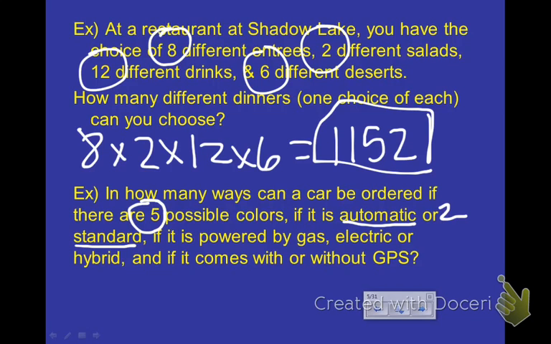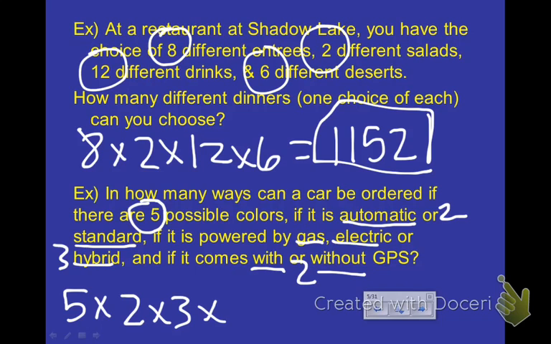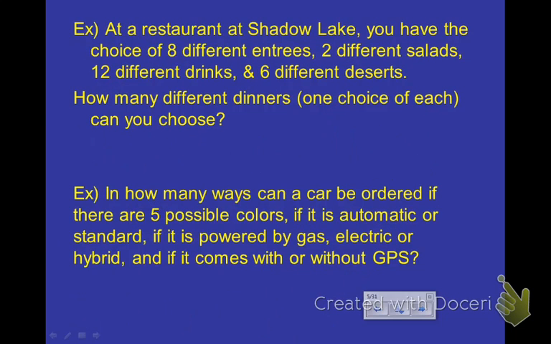Next it says if it is powered by gas, electric, or hybrid. That's completely different from automatic or standard. That's another choice I have for my car. So there I've got 1, 2, 3, so I've got a 3. And if it comes with or without GPS, well, with is a choice, or without, that's 2. So my numbers here are 5, 2 choices there, 3 choices, and 2 choices. And I go together and multiply those and get 60. Second one, a little more tricky. If you didn't get that one quite, hopefully now you understand what they might try to do to trick you a little bit. Okay, so there's just some basic fundamental counting principle problems.